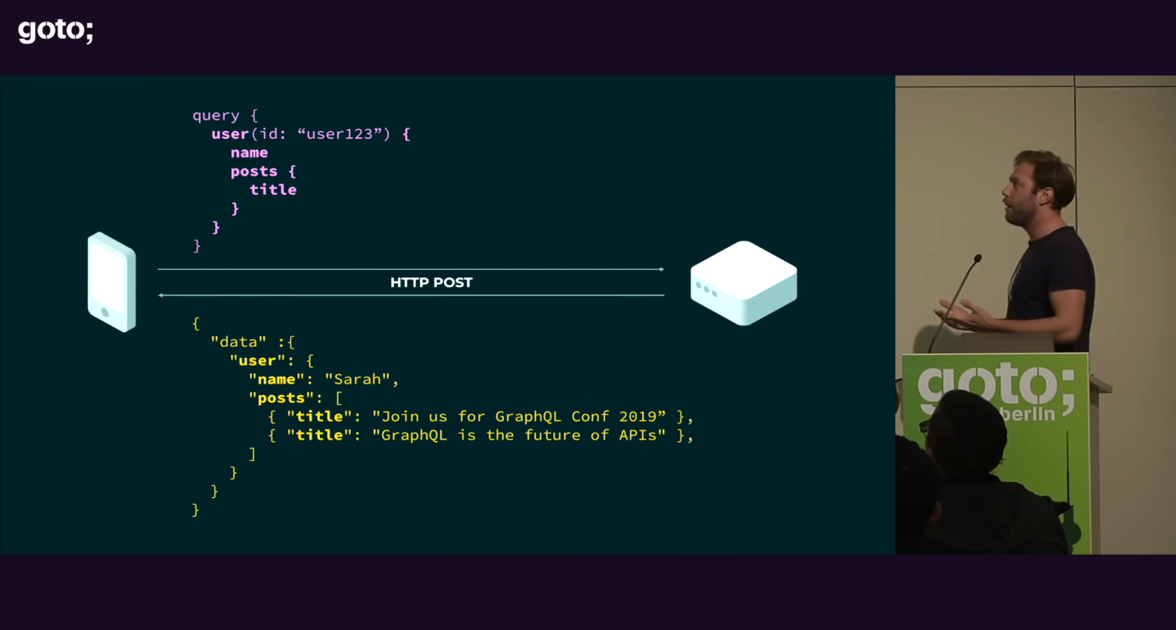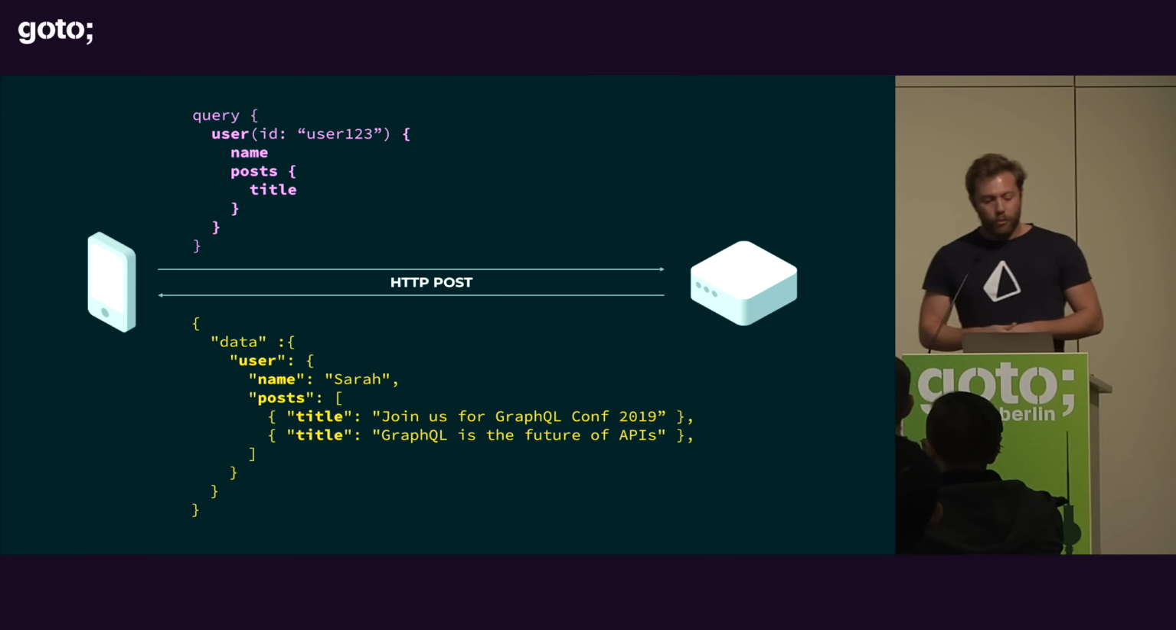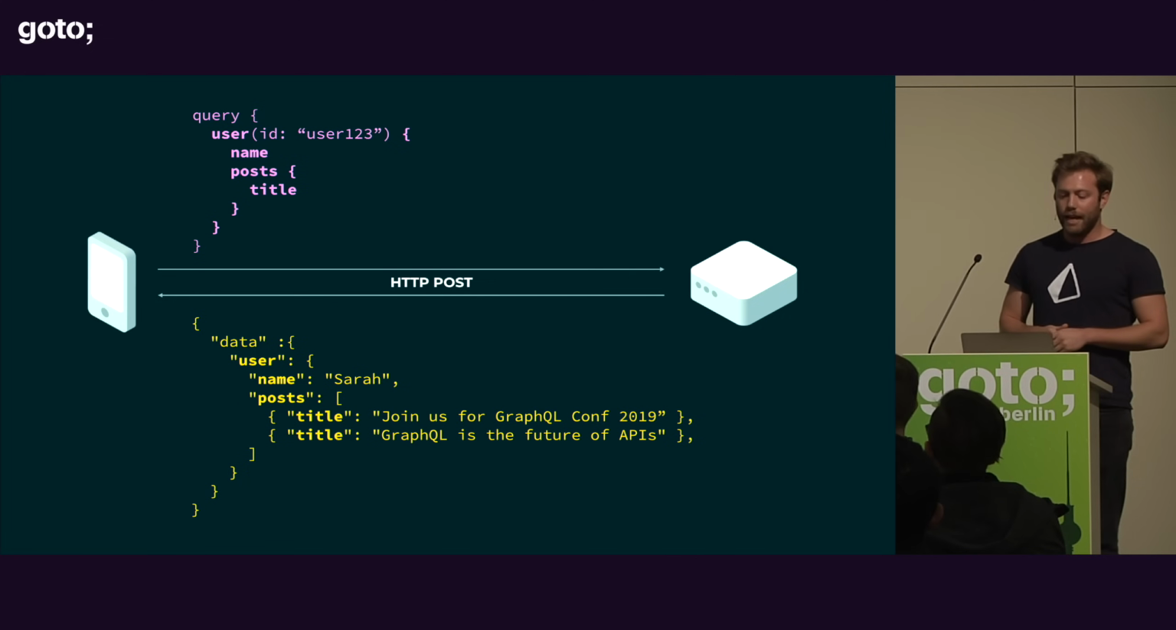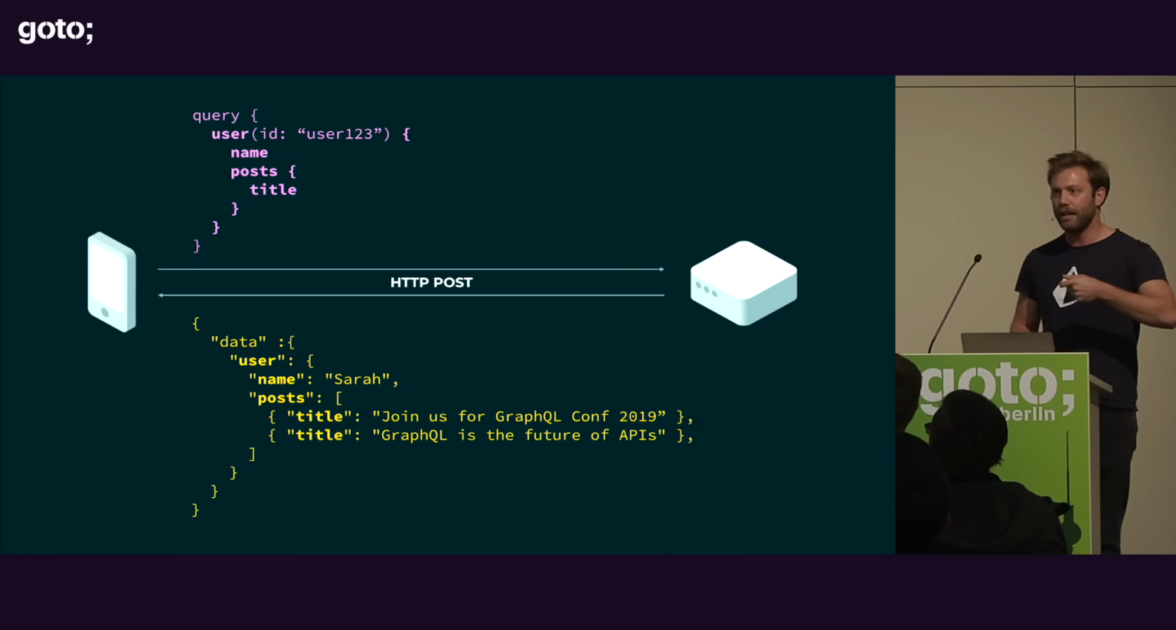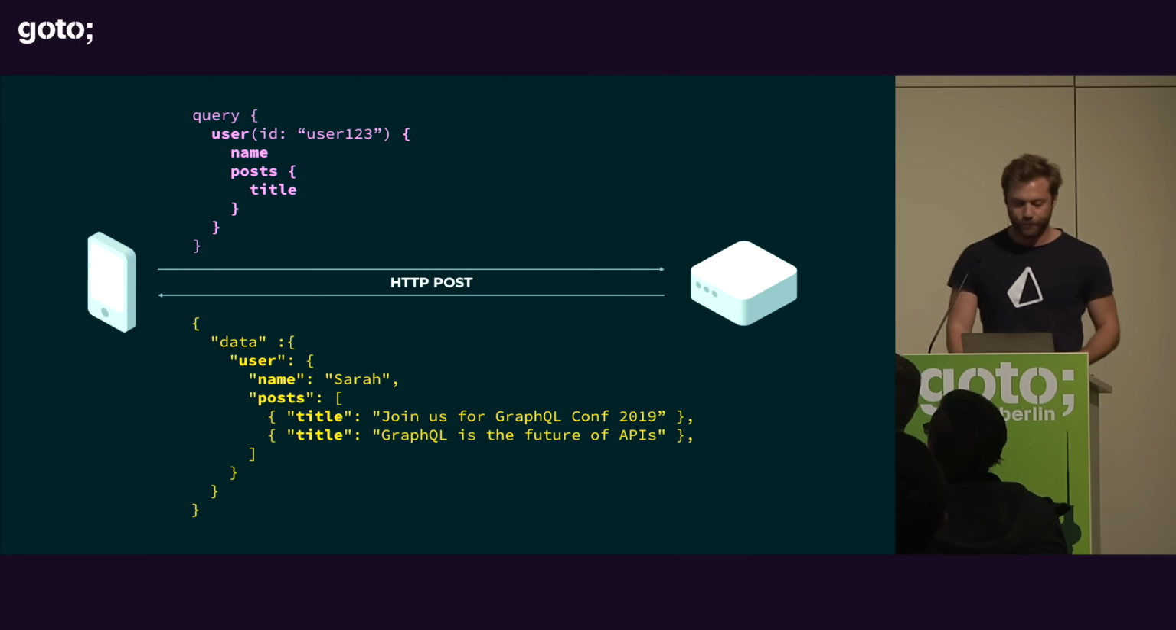So one way of looking at a GraphQL query is as an empty JSON object that you send over to the server, where you only have the keys of the fields that you're interested in, but not the values, and then just let the server fill in the values for you.